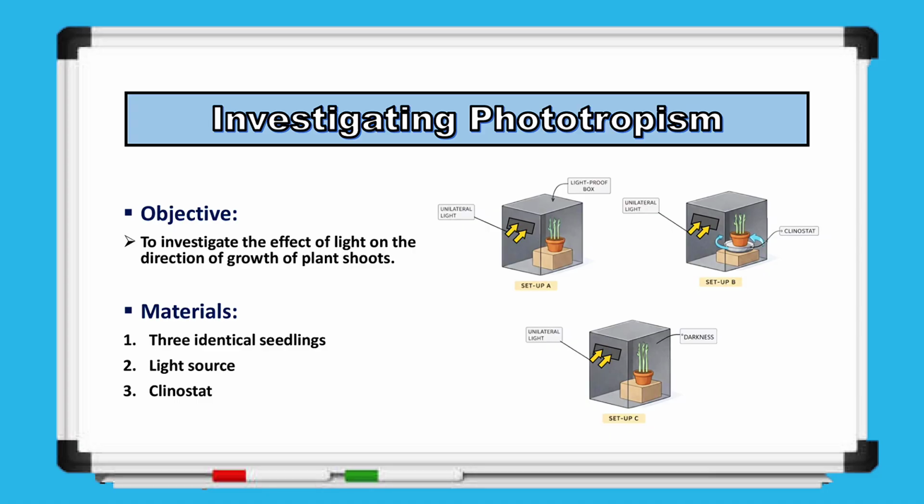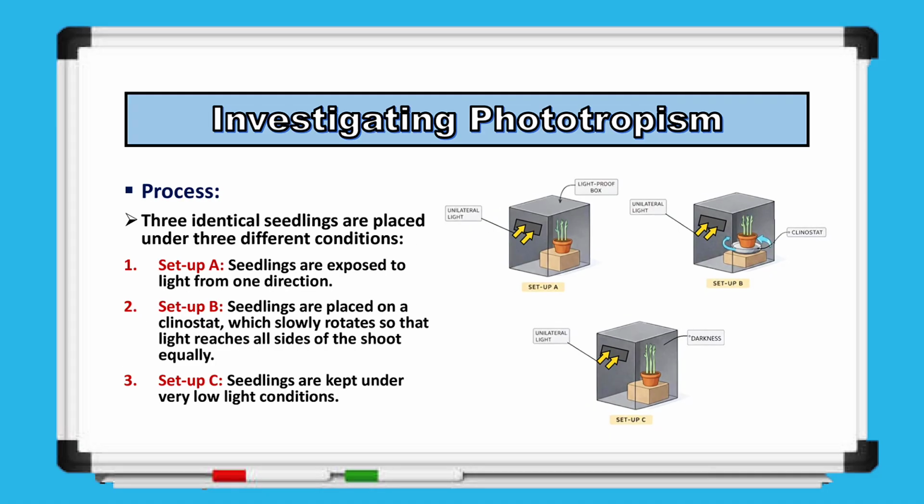In the third condition, setup C, the seedlings are kept under very low light conditions to observe the growth in near darkness.